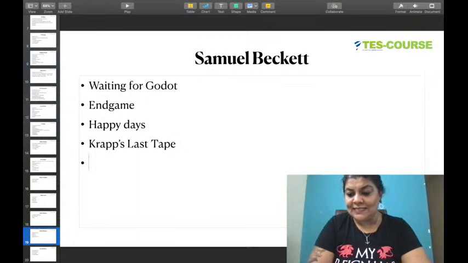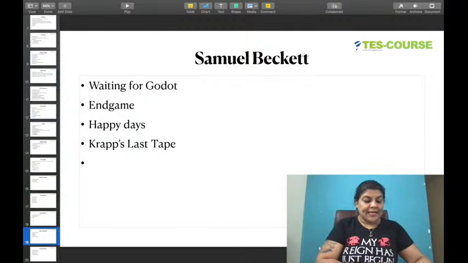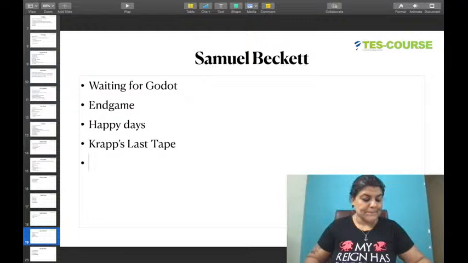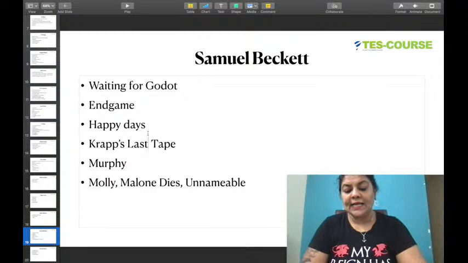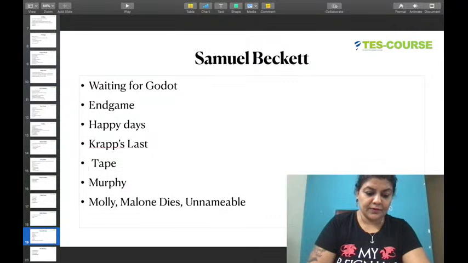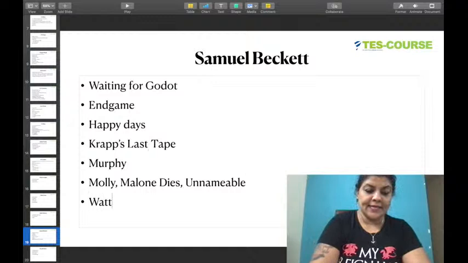What are the novels by Samuel Beckett? Tell me the names of the novels by Samuel Beckett. His first novel is Murphy. Then Molloy, Malone Dies, and The Unnameable. Important plays and novels. Then there is one play-novel called What. There are also poems, etc.